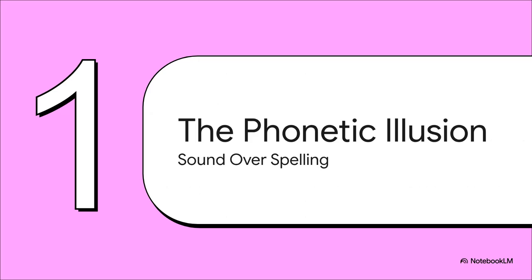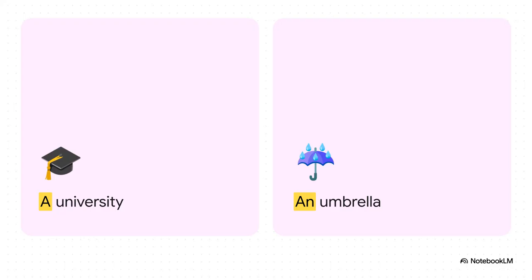All right, trapdoor number 1, the phonetic illusion, sound over spelling. Here's the deal. Article choices aren't actually based on the letter written on the page, but rather the phonetic sound that letter makes when it's spoken out loud. We were all taught the basic rule, right? Use an before a vowel and a before a consonant. But take the words university and umbrella. They both start with the vowel U, yet it's a university and an umbrella. Why? Because your ears are way more important than your eyes here.